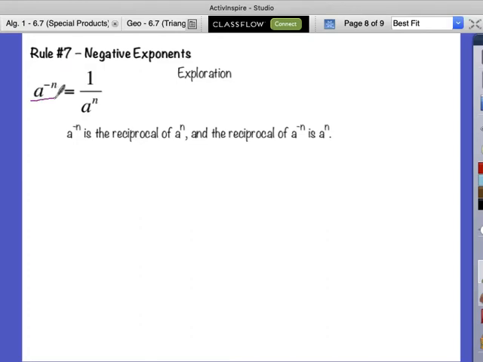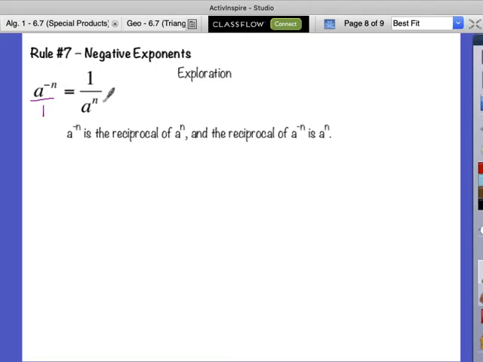A to the negative nth is secretly over 1. So what you do is you flip it, you put it on the bottom, and you make it positive. It's still the same a to the nth. It didn't become a to the p, didn't become a to the q, didn't become b to the n, and it stayed a to the n. It just changed from a negative exponent to a positive exponent.